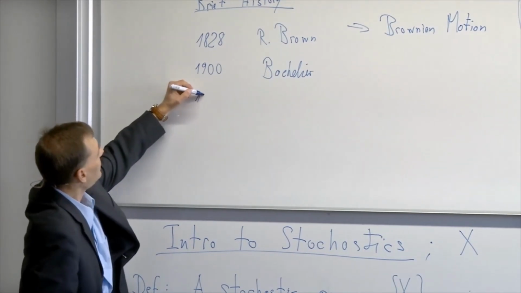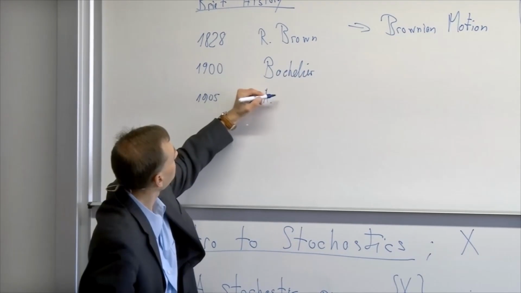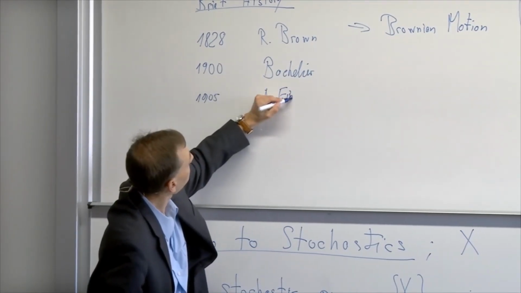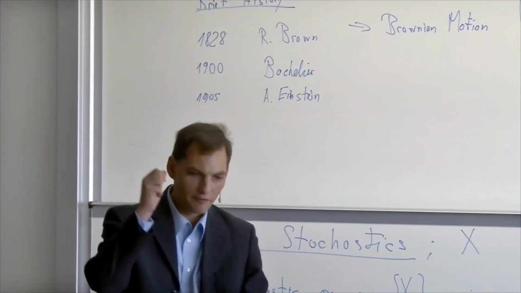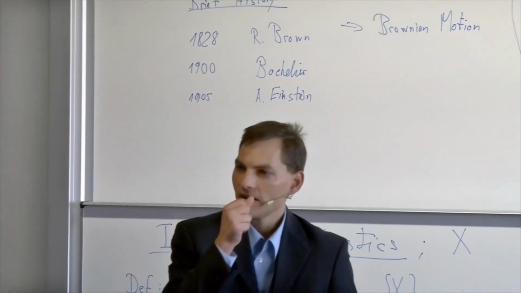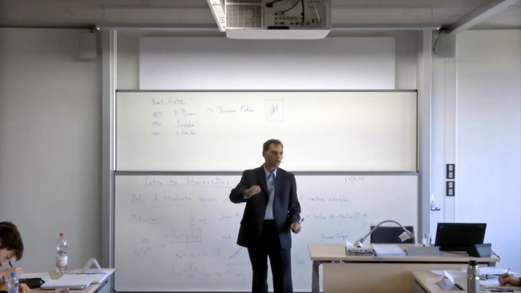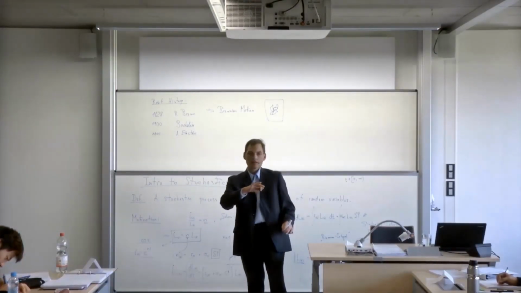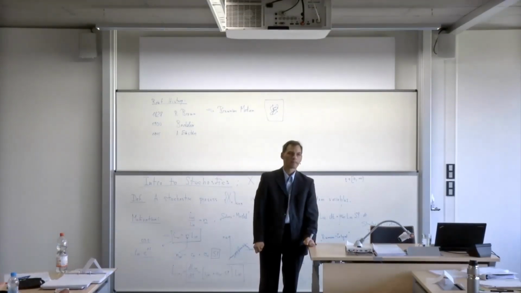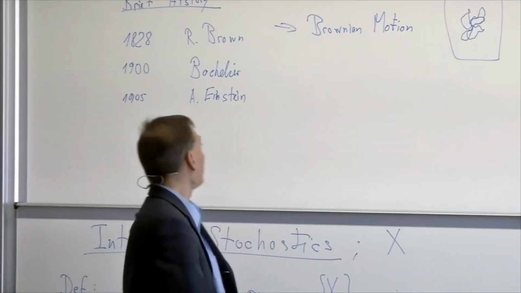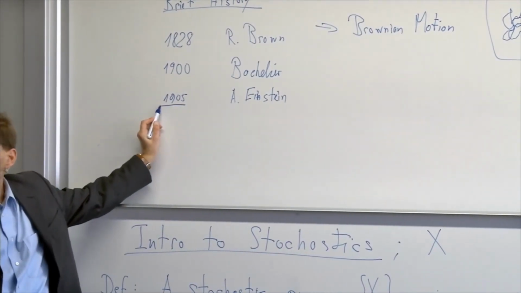Then in another field, in 1905, there was another great guy, Albert Einstein. Albert Einstein published the famous paper in 1905 about black body radiation. And in this paper he derived a transition density using a Brownian motion, which is a physical phenomenon. And by the way, Einstein got the Nobel Prize for this publication, not for the relativity theory.